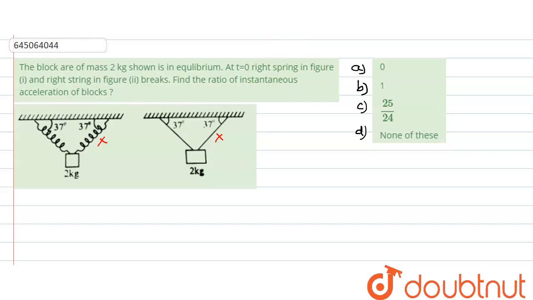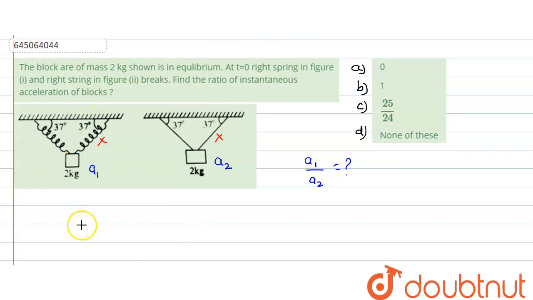Let's say this is acceleration a1 in this block, and a2 is the acceleration in the second block. We need to find the ratio of the acceleration of the two blocks, so a1 by a2, a1 divided by a2 is to be found. How can we do this? First of all, we make the free body diagrams.